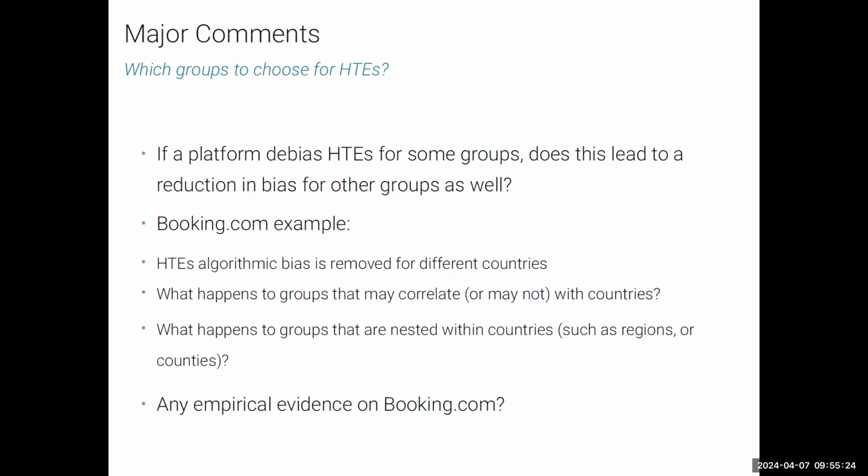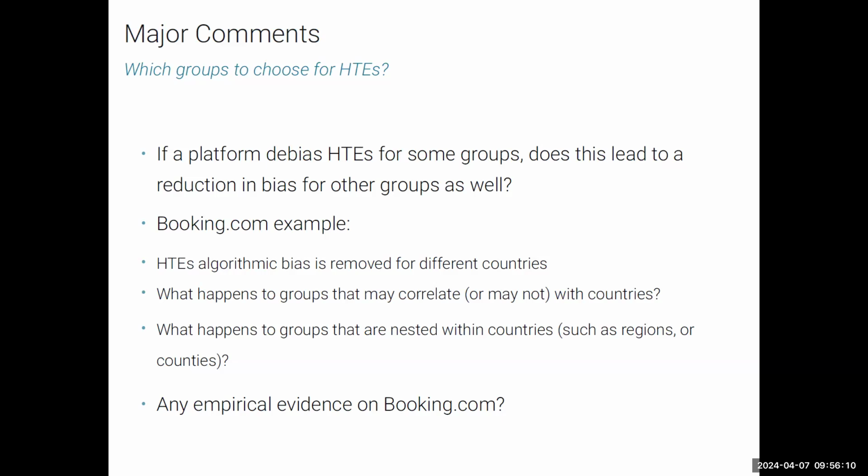For example, look at the Booking.com example in the paper, right? I think Joel didn't have so much time, but they show that the heterogeneous treatment effects algorithm bias is removed for different countries. They look at different countries. Okay. Now, what happens to groups that may correlate with countries? Say, for example, users from Spain versus France, right? The share of women and men, or different other groups, may differ across countries. Once you remove the bias for countries, are you worsening the bias for gender? Or is it somehow related?